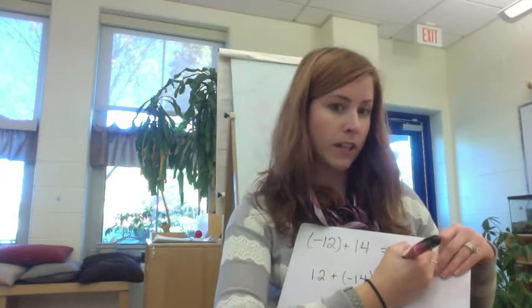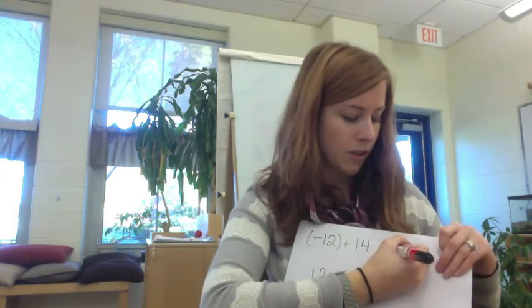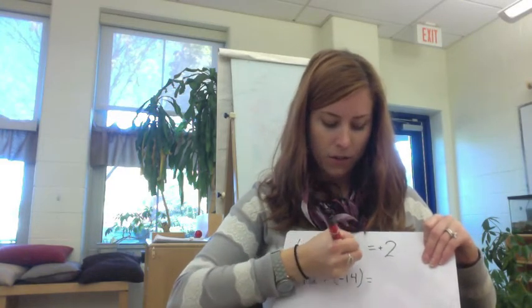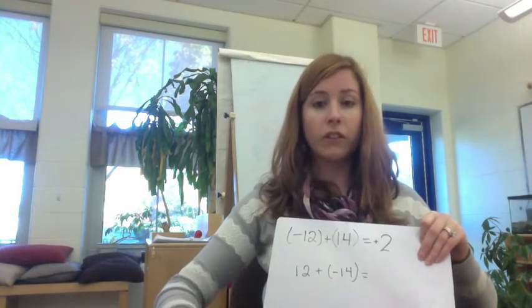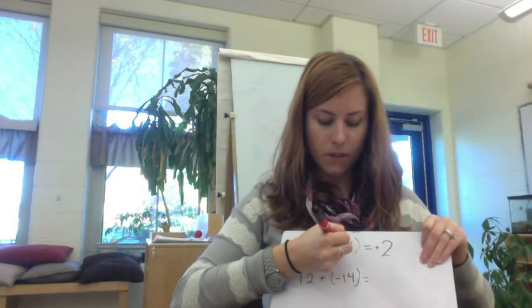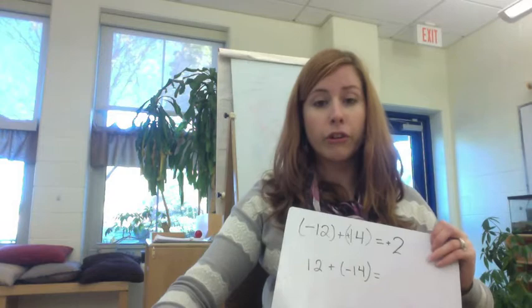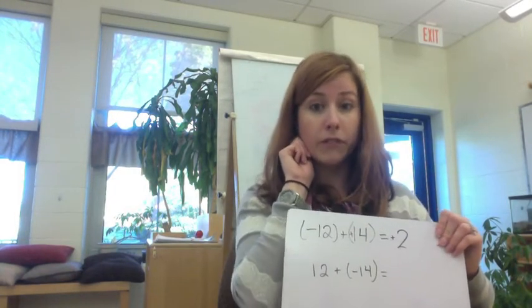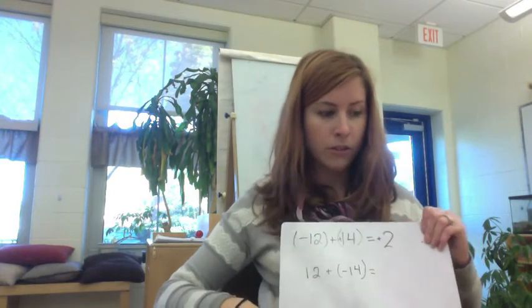And you might see it written as just a 2. You might see it written as a positive 2. In fact, you might even see these in parentheses like so, with the positive in front. There's all sorts of different ways it could be written, but it means the same thing. It means negative 12 plus a positive 14 makes a positive 2.